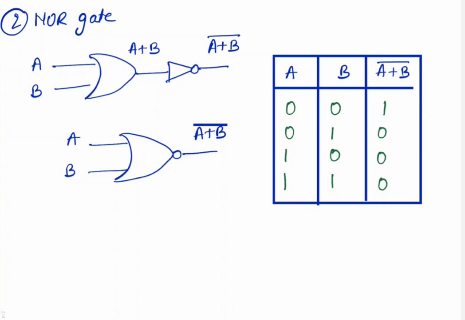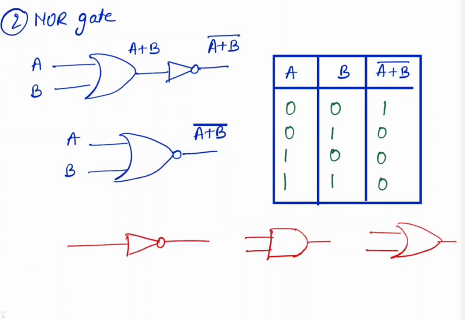Hope you understand this. We can draw all the three basic gates, which are the NOT gate, AND gate, and OR gate, using these universal gates. That we'll understand in the next lecture.